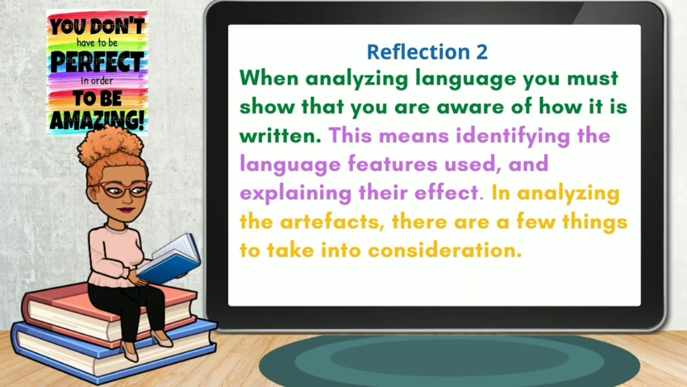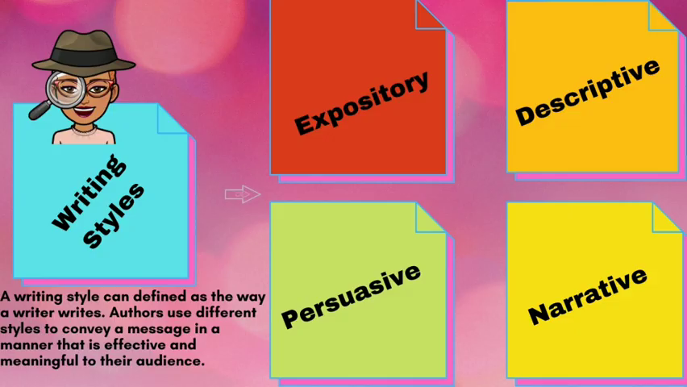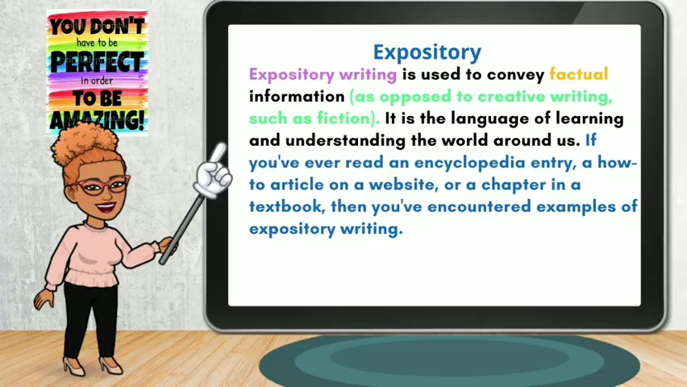In analyzing the artifacts, there are a few things to take into consideration. Writing styles. A writing style can be defined as the way a writer writes. Authors use different styles to convey a message in a manner that is effective and meaningful to their audience. Now, there are 4 types of writing styles. You have expository, descriptive, persuasive, and narrative.